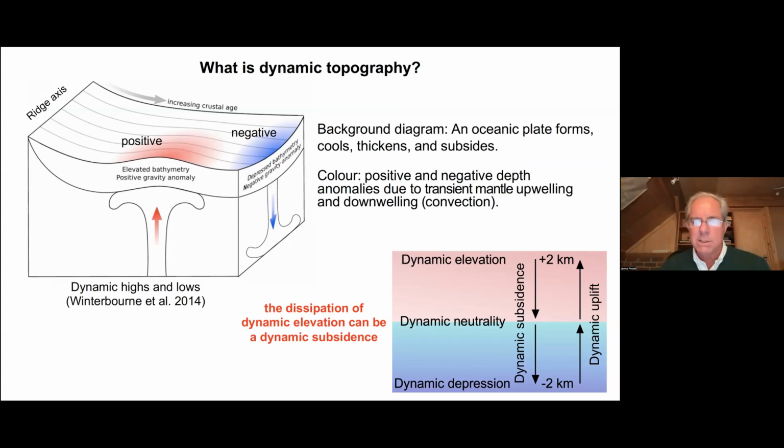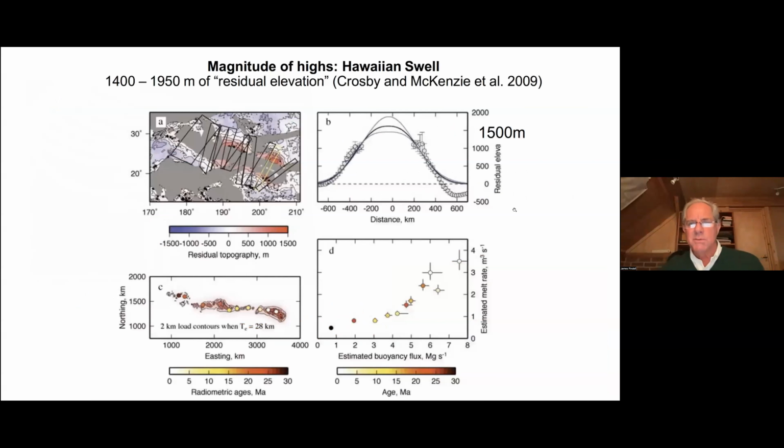Okay, just a word about magnitudes. This comes from McKenzie himself, along with Crosby, happily accepting more than 1,500 meters, all the way up to 2,000 meters of dynamic elevations in several of their examples around the world, this one in Hawaii.